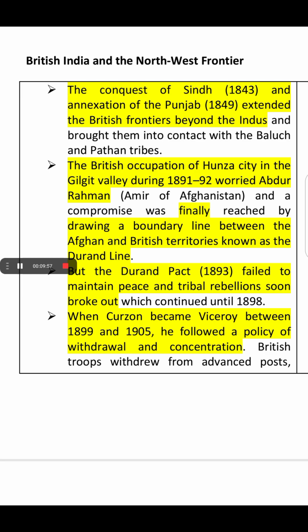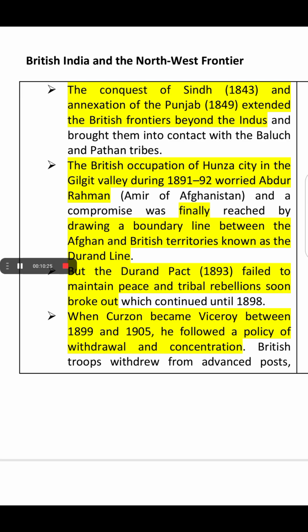And what happened after that? So there was a small fight near the border until 1898, and Lord Curzon became Viceroy in 1899. And what did Lord Curzon do? He followed a new plan. British soldiers moved back, and local tribal people were given jobs to keep peace, and he created the Northwest Frontier Province to control the area better.